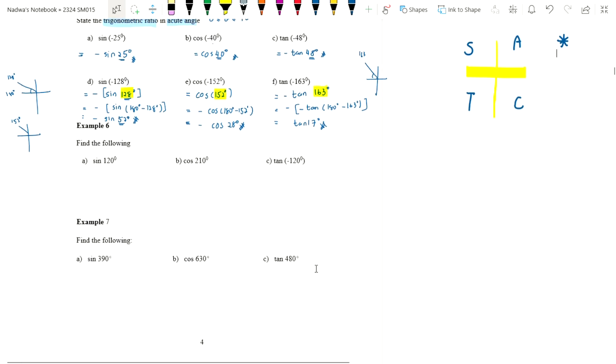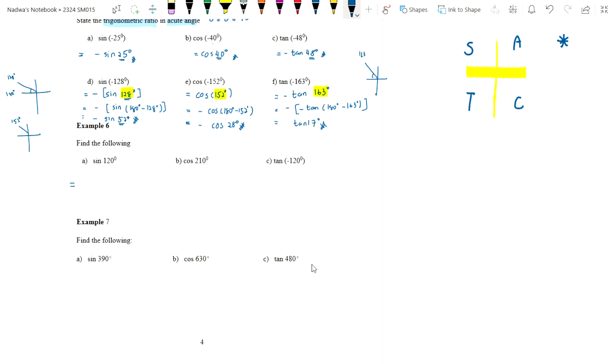Alright, example 6 is very easy if you just have your calculator, but back then we did it manually. So how to do this manually? We have to change all these angles to acute angles first. Then from that acute angle, we can find the exact value of that particular trigonometric ratio. For example, I will just do the first one.